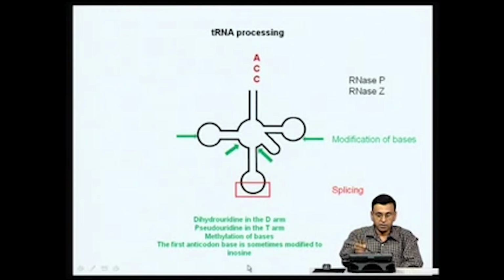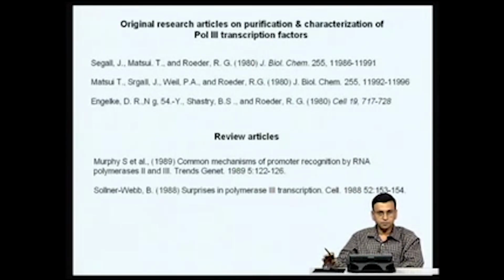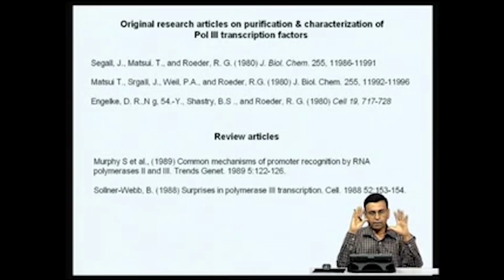So, the cleavage of 5' and 3' overhangs, the removal of an intron in the anticodon loop, the addition of CCA at the 3' end of tRNA, as well as base modification, all these things happen once the tRNA is synthesized. Ultimately, you get the mature transfer RNA, which is then used for protein synthesis and translation. So, I think I will stop here.